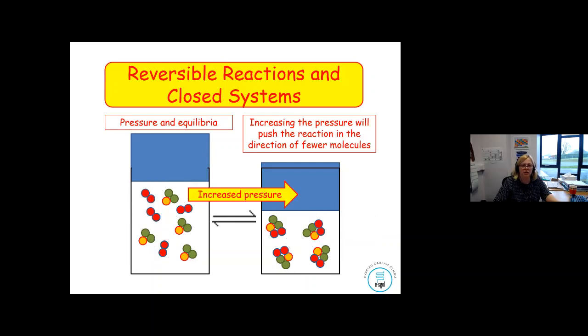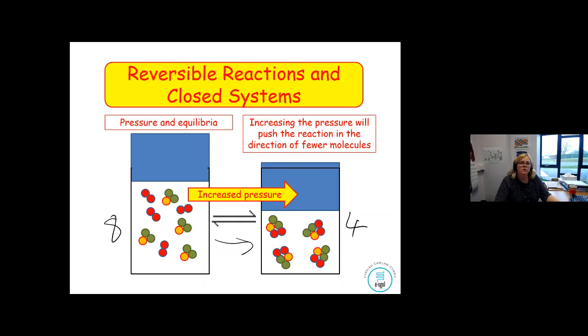So increasing the pressure will push the reaction in the direction of the fewer molecules, and as we established, it was 8 this side going to 4 this side, which means if you increase the pressure, it'll go, do you know what? I need to decrease the pressure naturally myself. Let's just go madly in the forward direction.